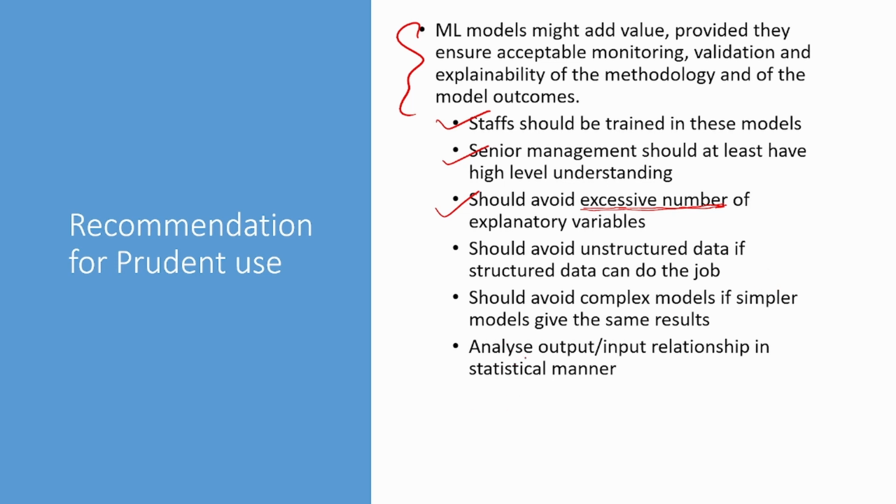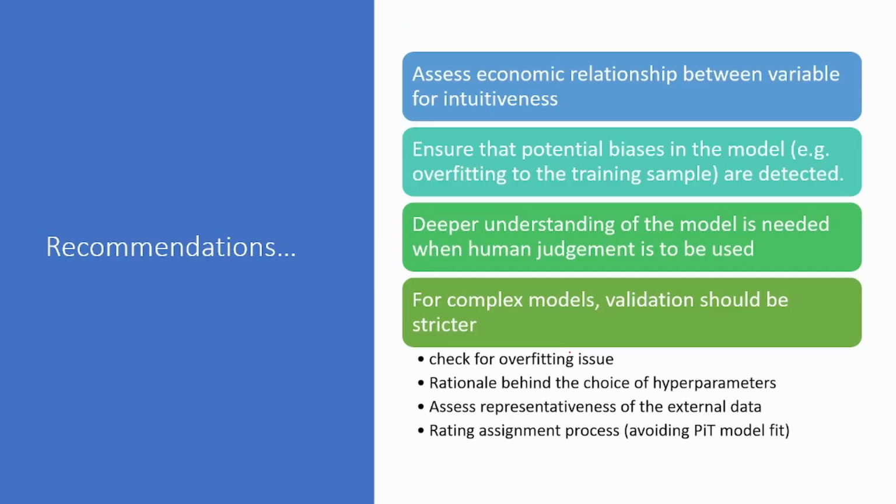Should analyze the output and input relationship in a statistical manner. That is true, because it's not just the prediction accuracy that matters, it's also the relationship between the risk drivers and the model output that matters a lot in IRB model development. So it's also a good point. But the point is that it's not very clear in this paper as to how these things can be done. But this is not a detailed paper. Maybe they will come up with a detailed paper in the future.